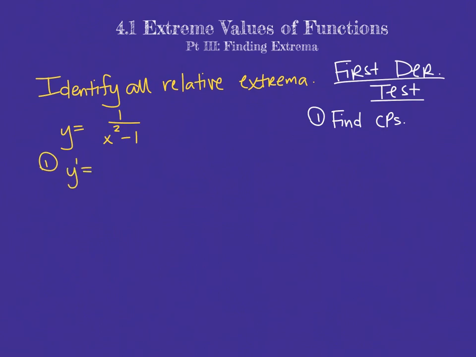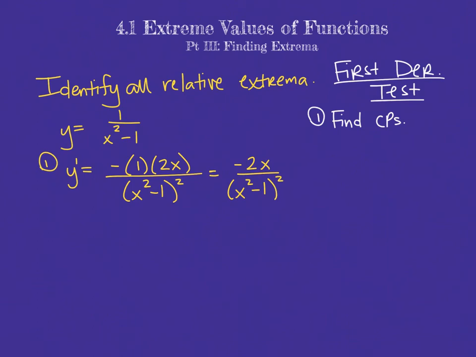Since this is a quotient, we'll do the quotient rule. Low times d high. Well, the derivative of the numerator, d high, is 0, so I'm not even going to bother with low d high. Minus high d low, all over low squared. Cleaning this up, we'll get -2x over x squared minus 1 quantity squared. You can just leave it like that. We don't need to worry about squaring that and possibly messing up the algebra.